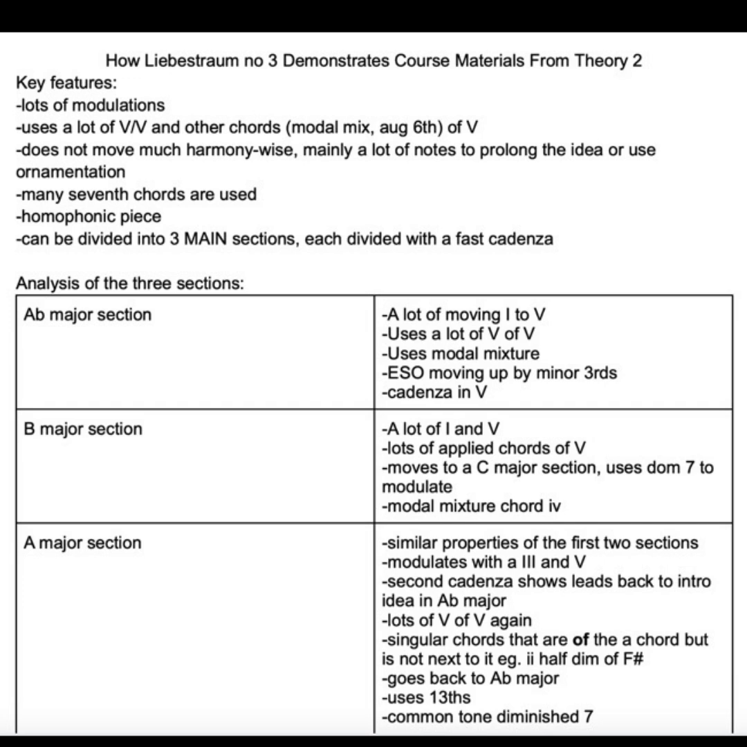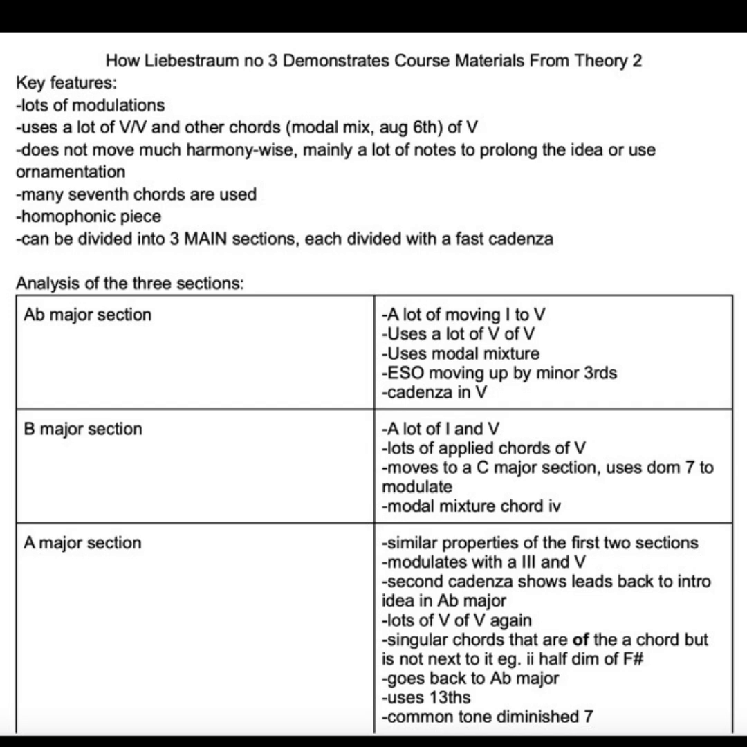There are a few modulations within this piece, which divides it into 3 main sections. I found them to be the A-flat major section, a B major section, and another A major section, and as for the A major section, it leads back into the A-flat major. Compared to more simple triads, this piece uses 7th chords much more frequently as well. Another notable feature would be the 2 fast cadenzas that are used to separate the 3 sections.